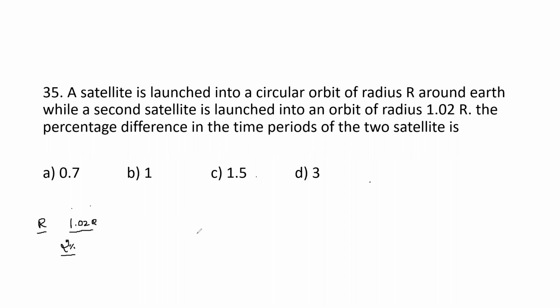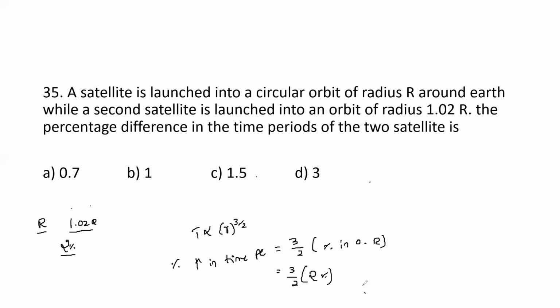Now here T is proportional to r raised to 3 divided by 2. So the percentage increase in the time period is equal to 3 divided by 2 into the percentage increase in orbital radius, that is equal to 3 by 2 into 2%.